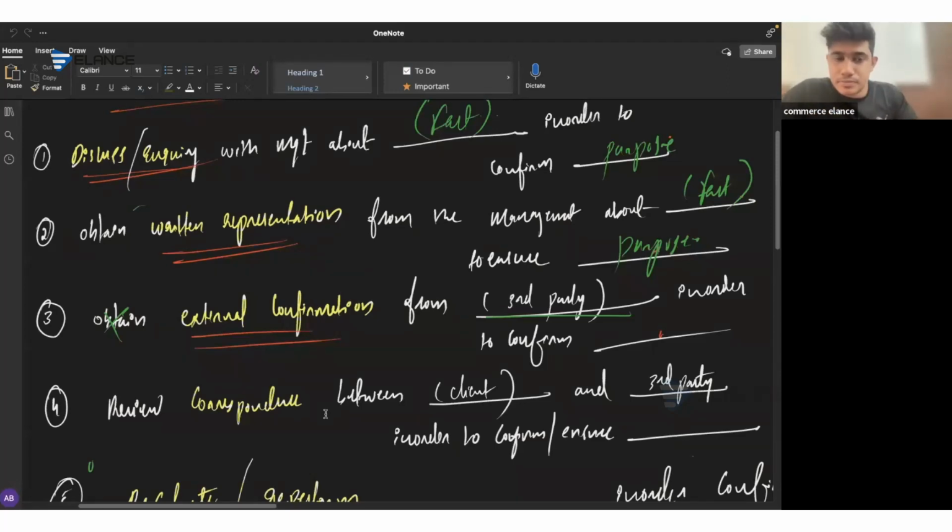Clear? Obtain external confirmation from the lawyer in order to confirm whether there will be a probable future cash outflow in relation to the redundancy. That is what you need to provide there. Is that clear, everyone? Yes, sir.